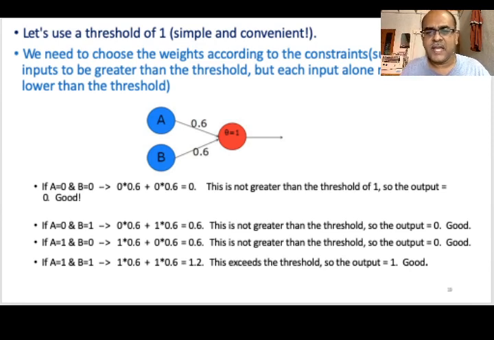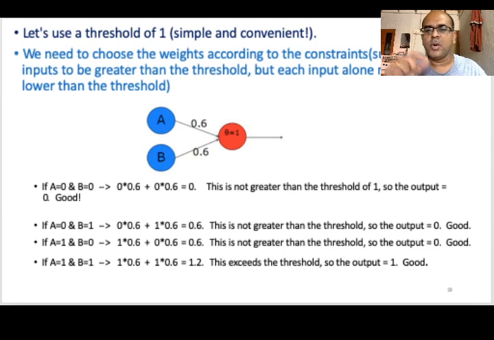Then A equal to 0, B equal to 1: 0 into 0.6 plus 1 into 0.6. What do I get? 0.6. Not greater than threshold, so output 0. Good. Next, A equal to 1, B equal to 0: 1 into 0.6 plus 0 into 0.6. Again I get 0.6. Not greater than threshold, so output is 0. Good.